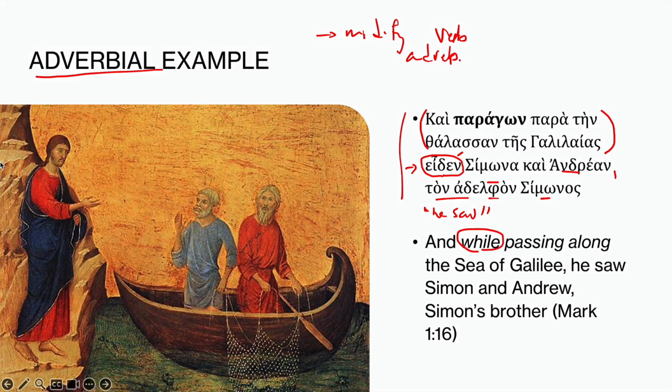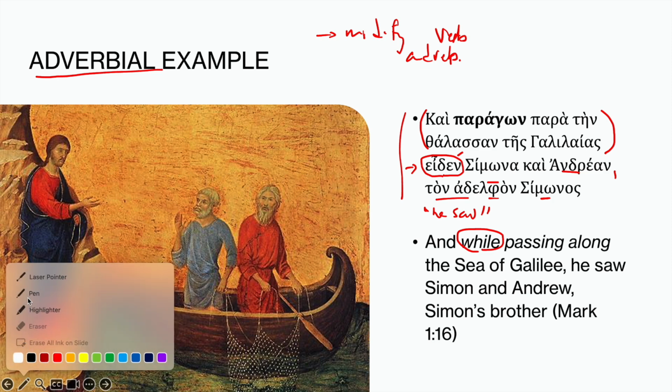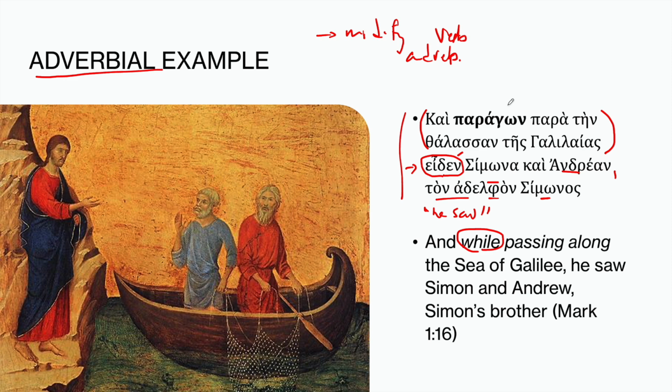The present participle here is from parago, to walk alongside or to go alongside of something. We see that this participle is in the nominative case, and adverbials will tend to be in the nominative case. We see it's nominative, masculine, and singular. There's no article in front of it. That's another signal that you're dealing with an adverbial participle. So it's describing Jesus's actions while he was passing alongside the Sea of Galilee, or while passing along the Sea of Galilee, he saw Simon, Andrew, and Simon's brother.